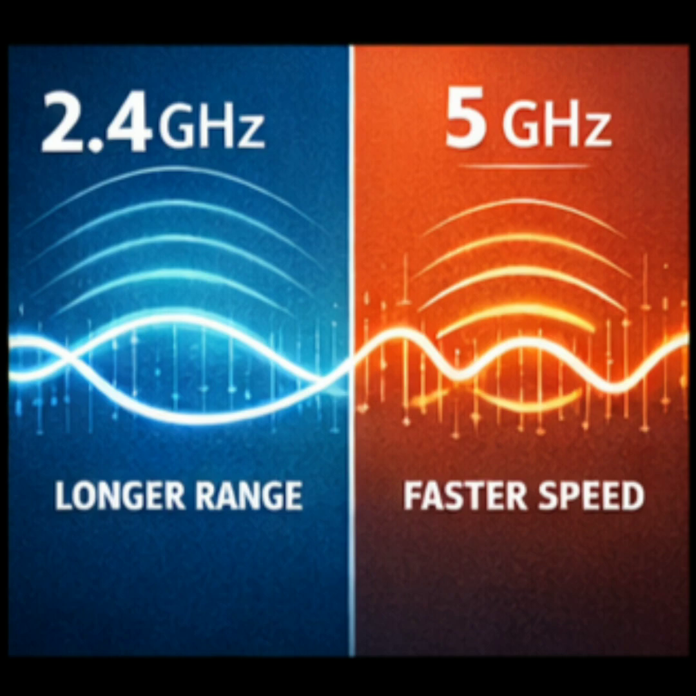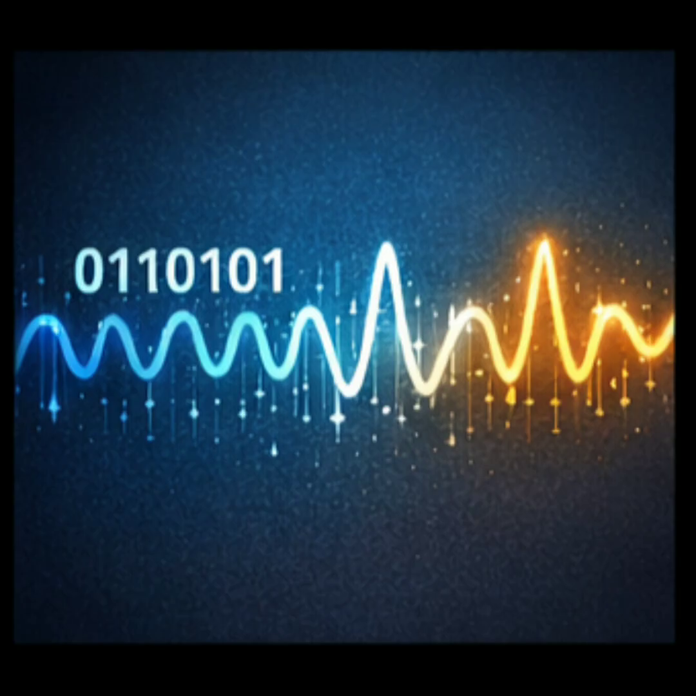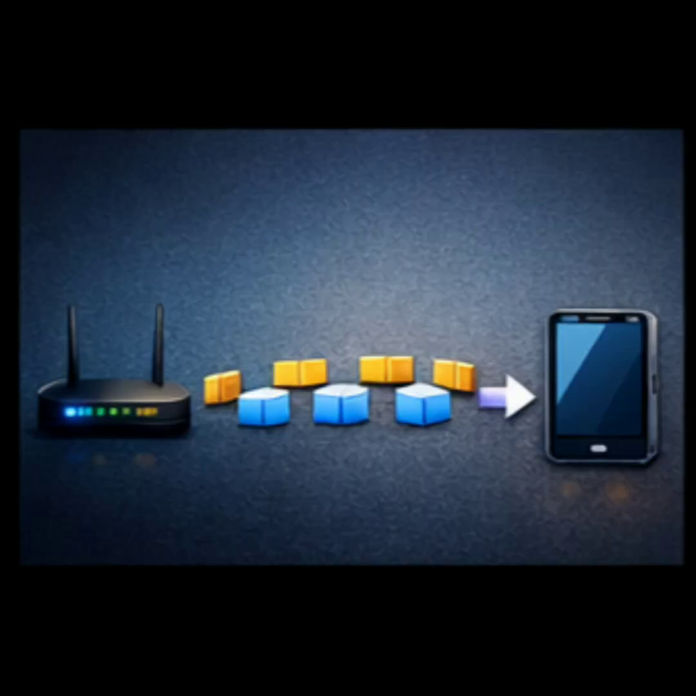Now here is where it gets interesting. All the data you send, videos, messages, websites, is turned into binary code. That's just zeros and ones. Your router encodes this binary data into radio waves. So instead of sending actual text or images, it sends patterns of signals that your device can decode back into real information.